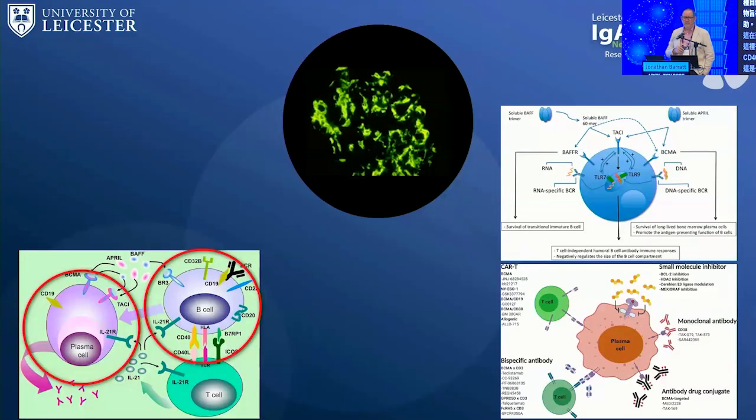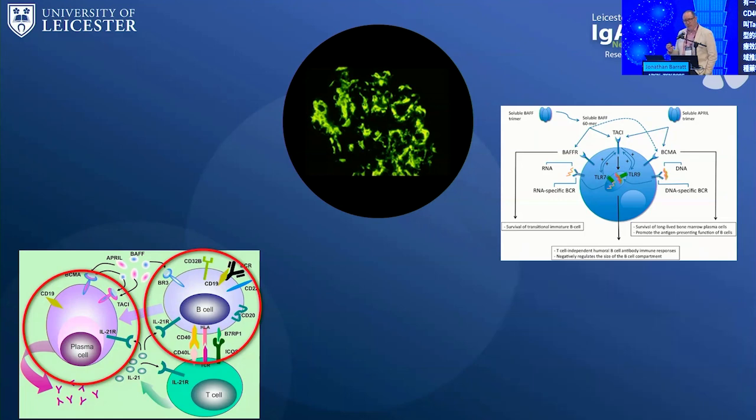We could take the approach, as I said, that we're just going to target B cells and plasma cells, and we might take a modulation approach, or we might take a killing approach. If we think about the modulation approach first, the two cytokines we're going to target are BAFF and APRIL. They're important, as I say, in B cell and plasma cell survival and proliferation, and importantly in IgA class switch recombination.